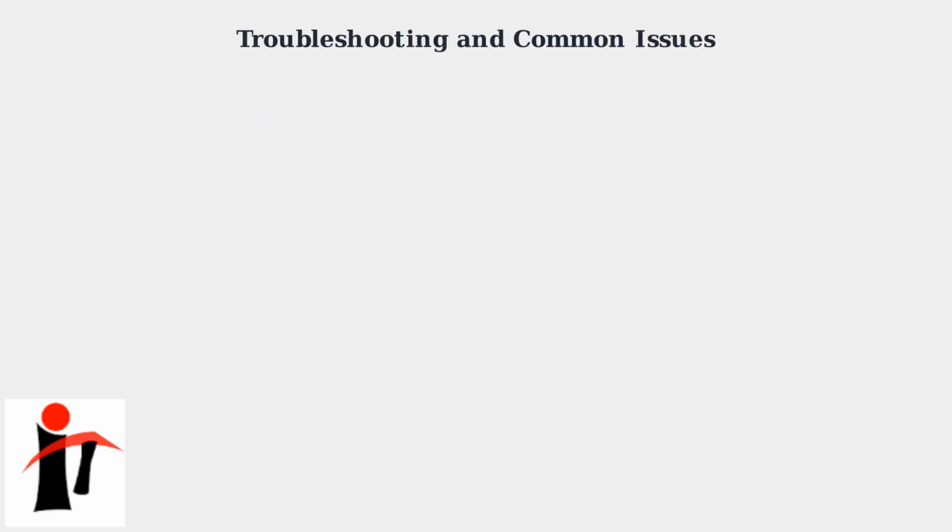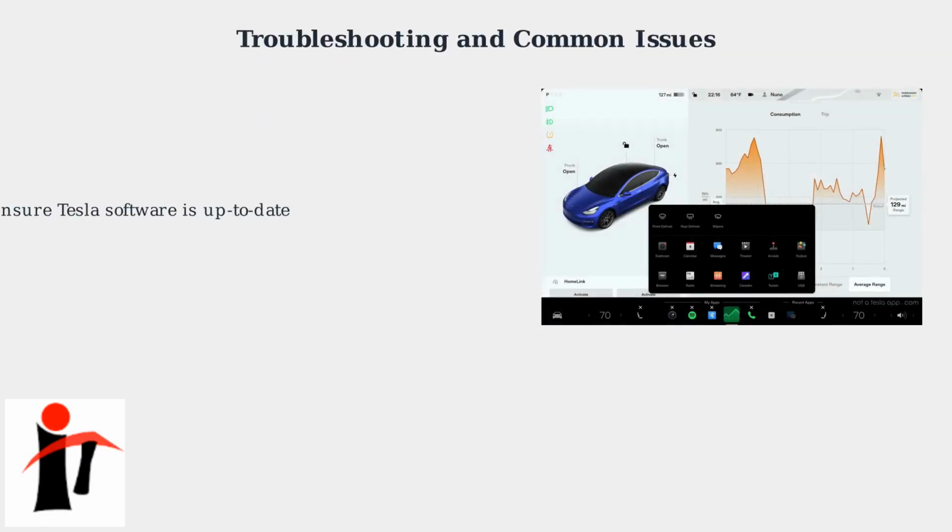If you encounter issues while reordering stops in Tesla navigation, start by ensuring your Tesla software is up to date. Outdated software can cause bugs that prevent proper reordering. Connectivity problems can also hinder changes from syncing properly. Make sure you have a stable internet connection for real-time updates.